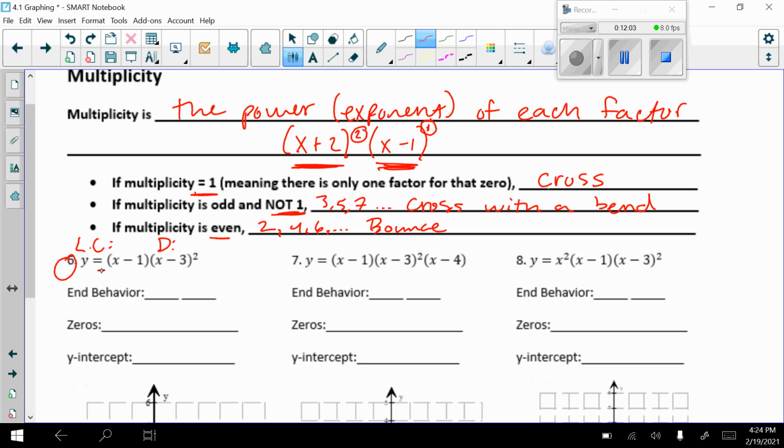I looked in front. There's no negative sign, so that means the leading coefficient is positive. That means the right side is going up. Okay. Degree. Again, I just need to count the x's. Well, I have 1 right here, and I have 1 right here.